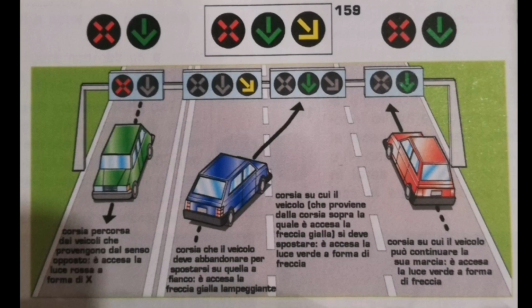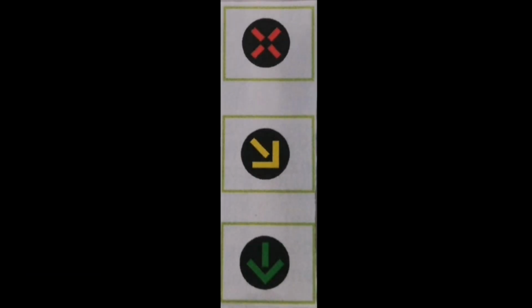Sometimes the lane might be used for vehicles that are coming. So it's called semaforo per corsia reversibile. These are the signs, the lights. This is a tunnel. As you can see, these two lanes are open while the other two lanes at the left are closed.